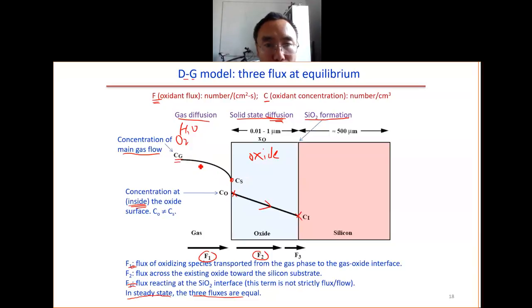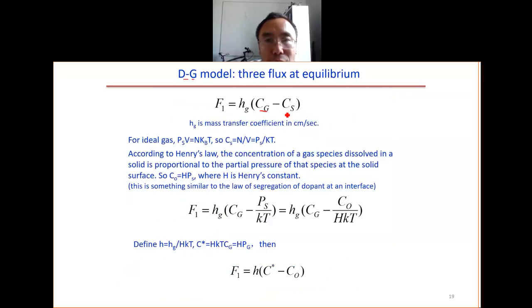First, the transfer from here to here, F1, is proportional to Cg minus Cs. So hg here is the mass transfer coefficient, in units of centimeters per second. We know that for an ideal gas, PV equals NkT, which also equals nRT. Here n is the moles, N is the atom number, k is the Boltzmann constant, and R equals 8.31. From here we know that C, by definition N over V, the number concentration, equals P over kT. This way we convert the concentration to the pressure, which is easier to measure.